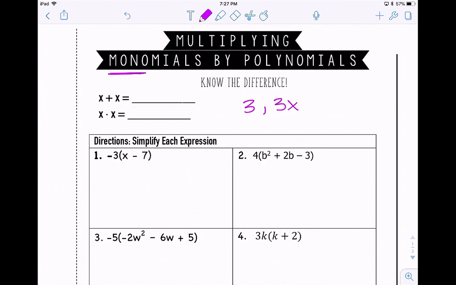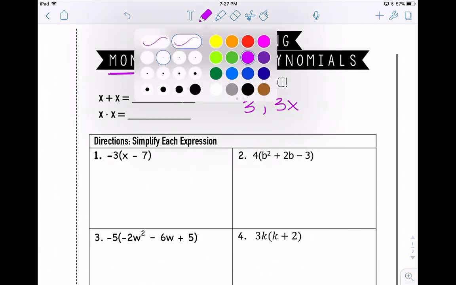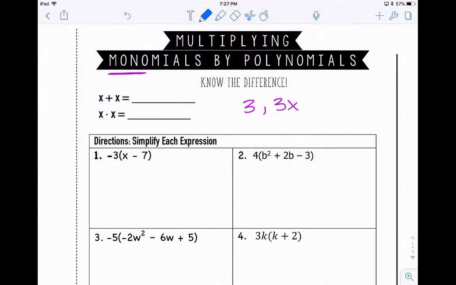A polynomial, so the root of polynomial, poly, means multi. So a polynomial is anything that has multiple pieces. So for example, 3 plus 3x would be a binomial because it has two pieces. If I added on a 5y, that would be a trinomial, say plus or minus something, so minus 1. After three pieces, after a trinomial, we then just start calling them a polynomial.